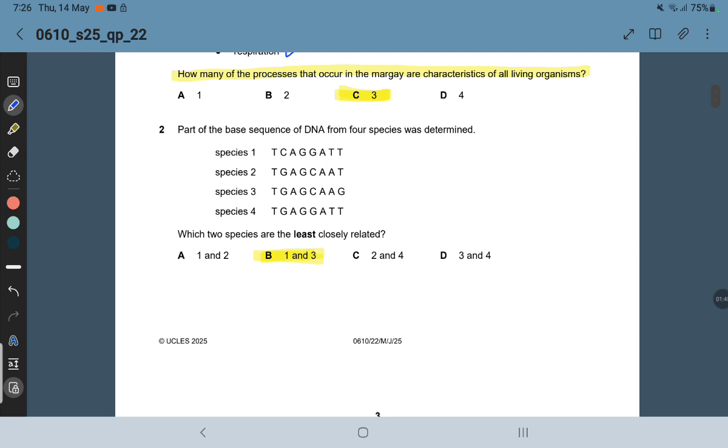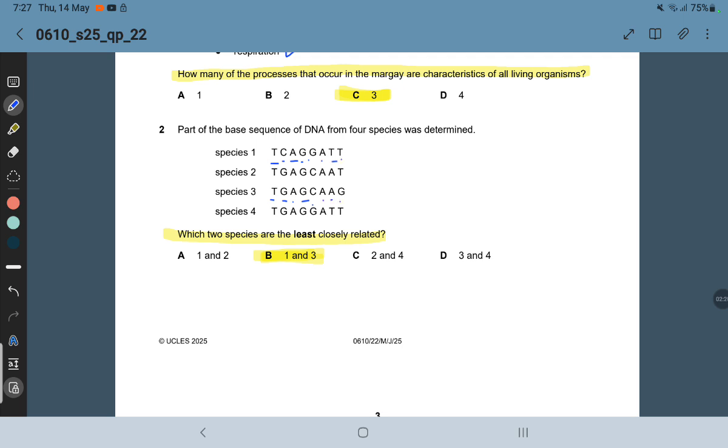Number 2 says that at least part of the base DNA sequences for species was determined. He's asking which two species are the least closely related. Least closely related means they have the fewest common base sequences. Let us check and understand how this question can be solved easily. As you can see, we have a T here, a T here, a C here, a G here, A here, G here, G here, G here, C here, A here, T, which is different, and we have AG here.